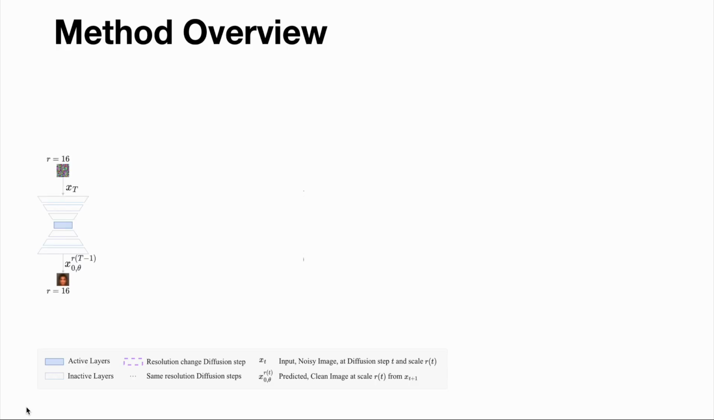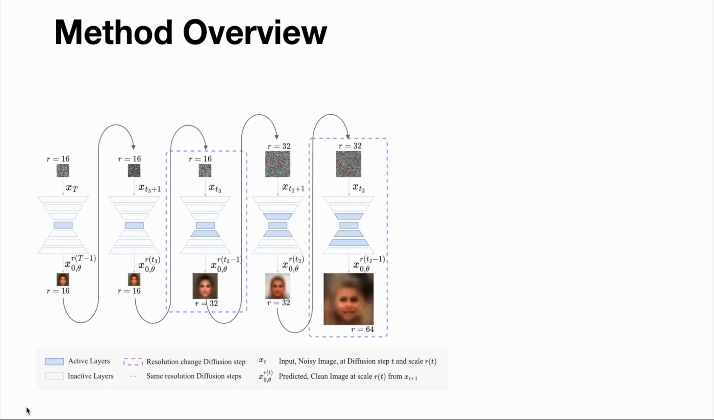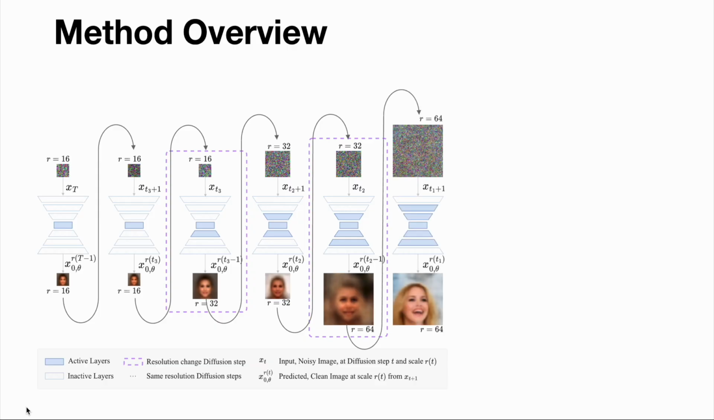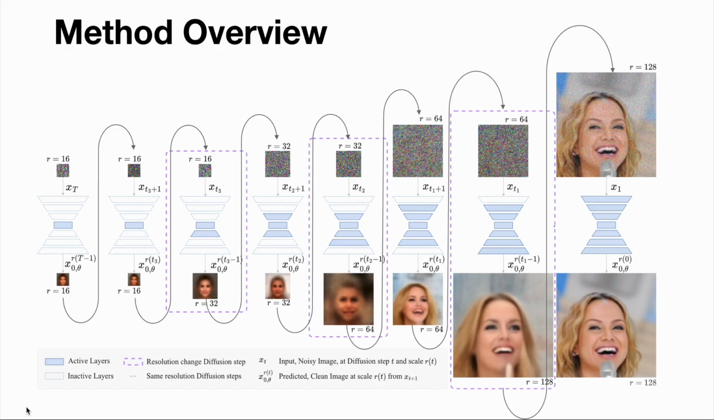Initially, we start from a small noisy image and the model only uses the innermost block to predict the clean image, which is used to create the next state, and then it denoises it. After a few of these, there comes the resolution changing step where the model predicts the clean image at a higher resolution. And then again, we go through resolution preserving denoising before moving to resolution increasing steps and so on, till we generate the final image.